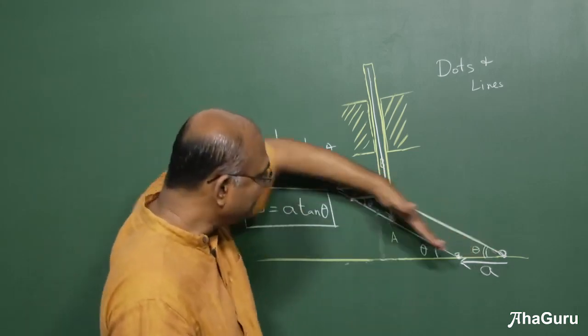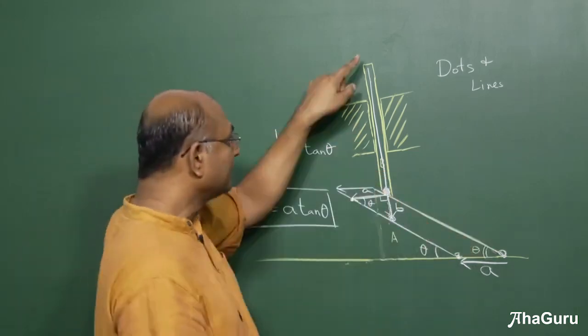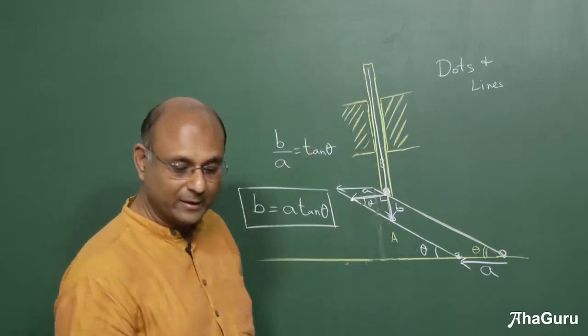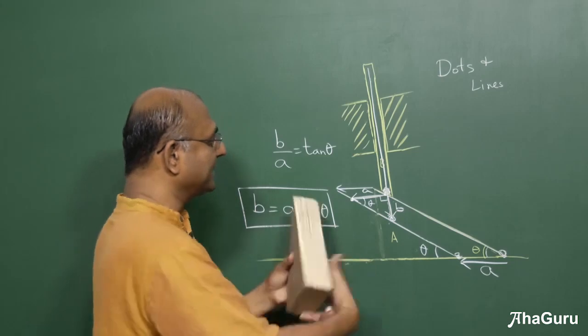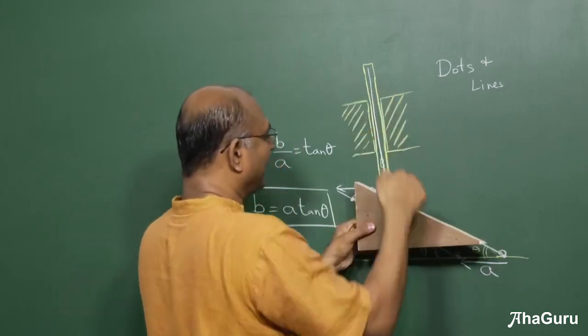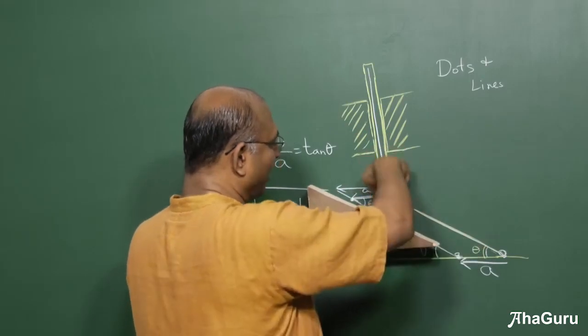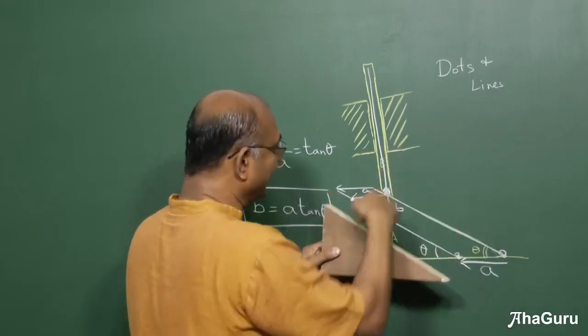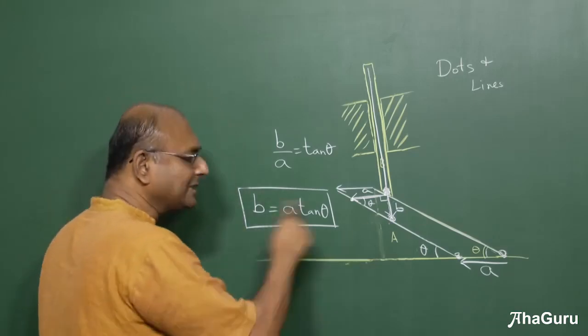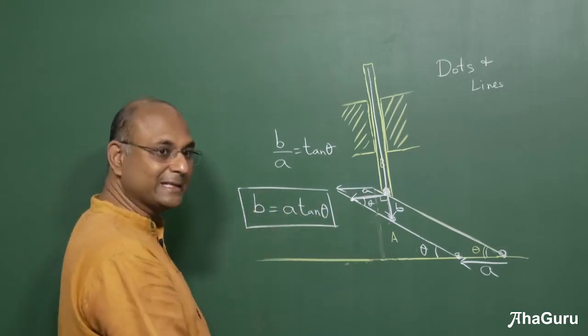So if this wedge moves by A, this block on top, or the rod on top, is going to move down by B, and that's what is going to happen in this case. So if I took this wedge and this block, as I start moving this wedge, this block comes down. If this guy moves by A, that guy goes down by A tan theta.